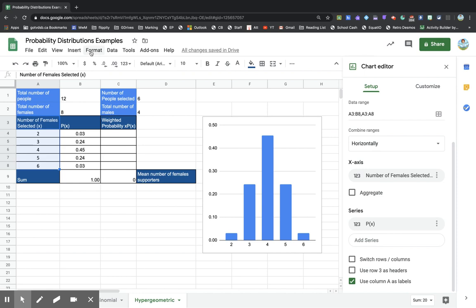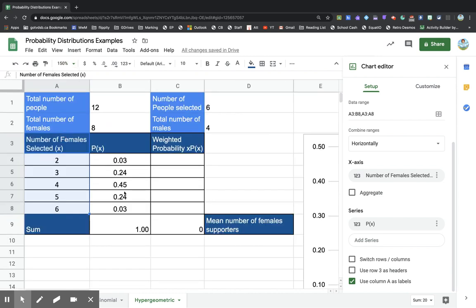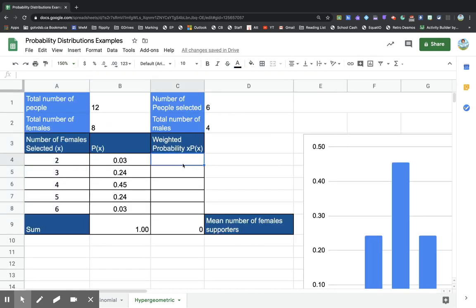Okay, so now, if we go ahead and zoom back into the actual table here, I'm going to do the weighted probability. The formula for expected value for any distribution that always works is the sum of x times p of x. So that's what we're going to try right now. Okay, p of x times x. I know that's backwards, but multiplying doesn't matter what order. Okay, and then I'm going to drag this down.